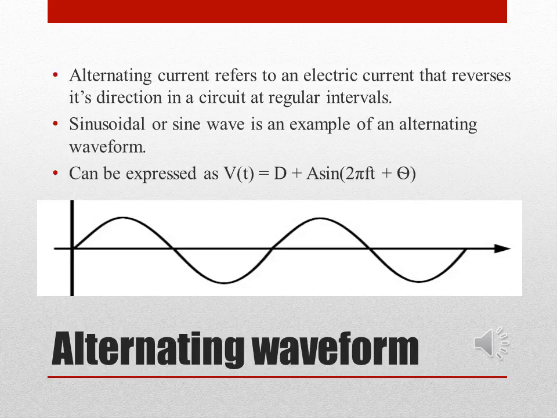AC, or alternating current, is an electric current that reverses its direction in a circuit at regular intervals. An example of alternating waveform is shown in the graph below. This graph is an AC sine wave.